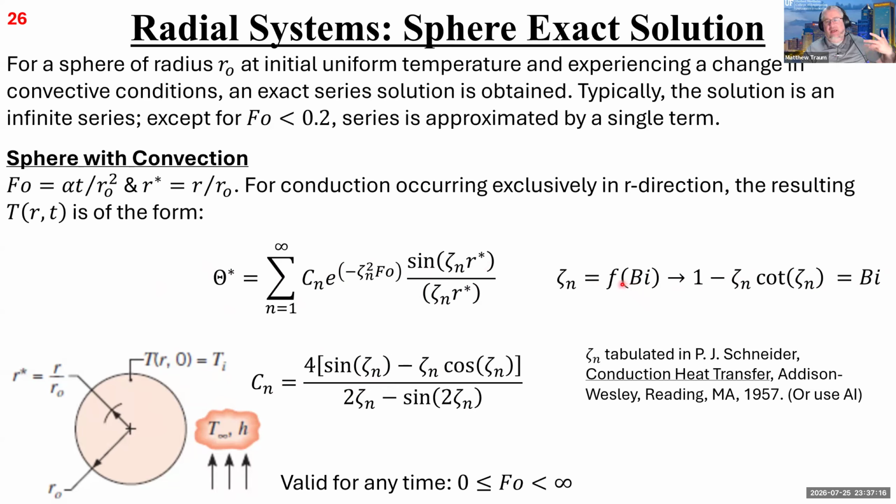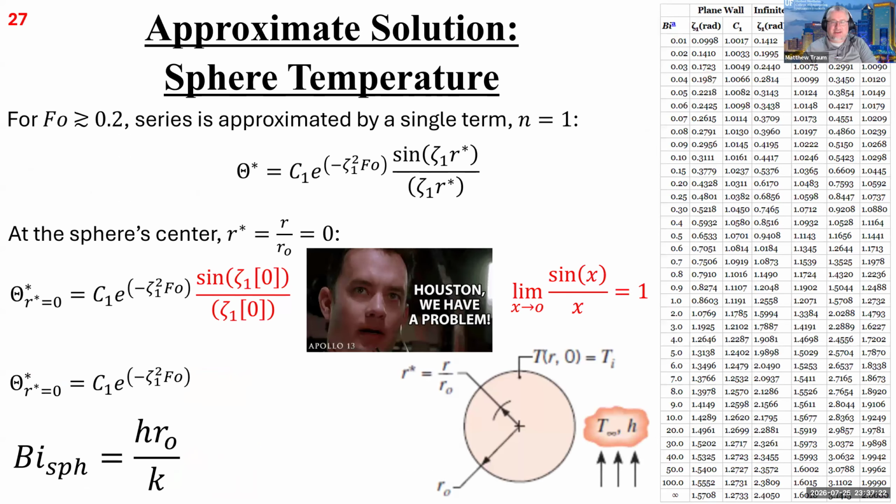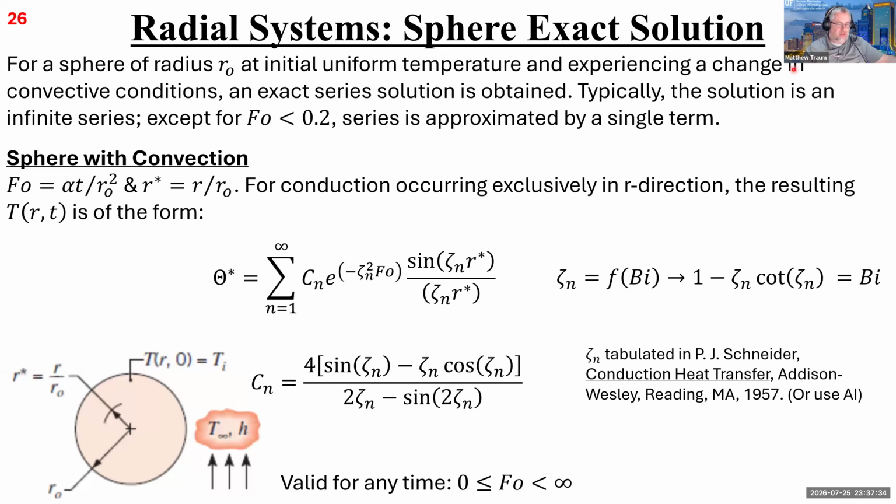And again, the book doesn't even bother tabulating this for us, right? They just give us this table, which is zeta for a sphere and C1 for a sphere as a function of the Biot number. They don't even bother with zeta 2, zeta 3, zeta 4, and so forth, because we use those so rarely that they almost never show up. But if you're interested, they are tabulated again in the same reference that I described before, conduction heat transfer.